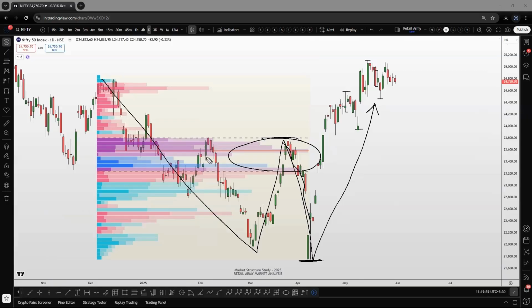Very, very simple, very, very powerful. Some people think this is a W pattern. This is not just a W pattern. This is something more powerful than that.